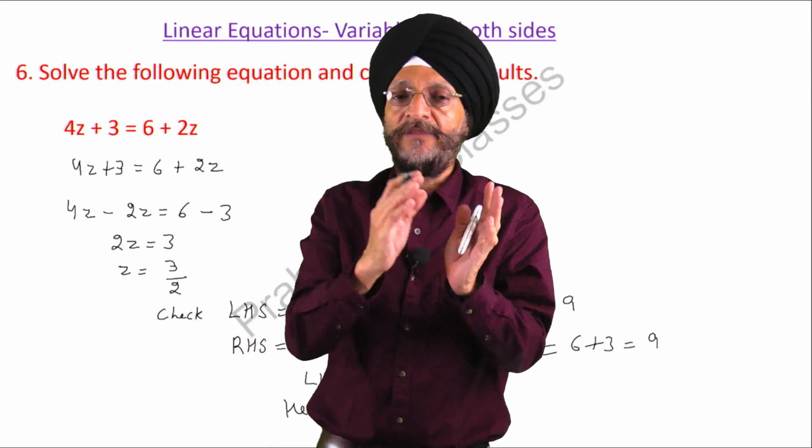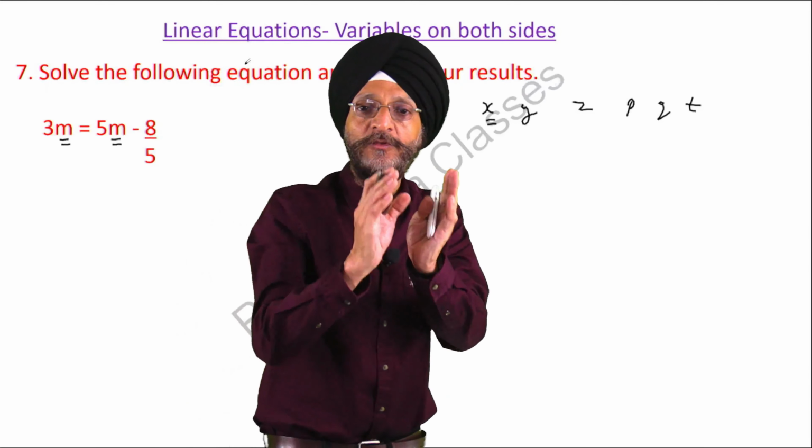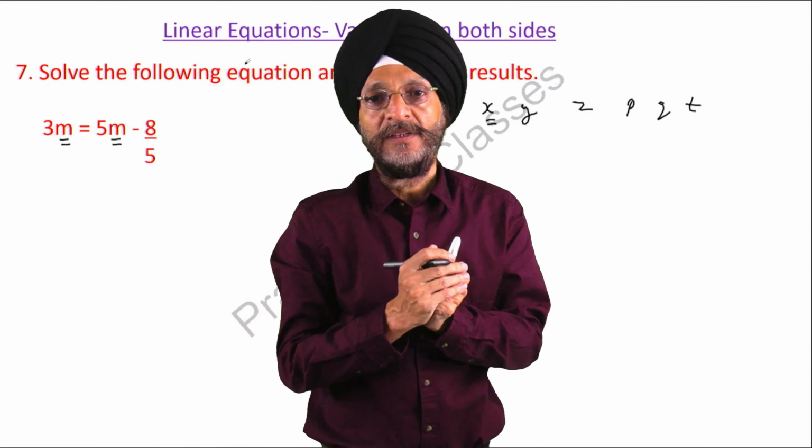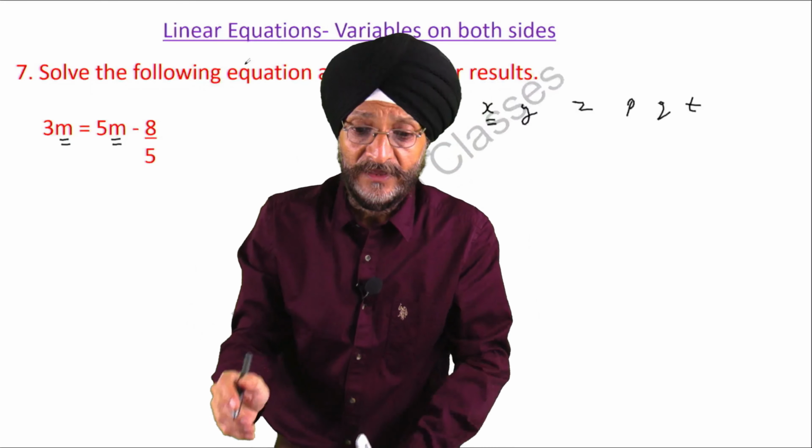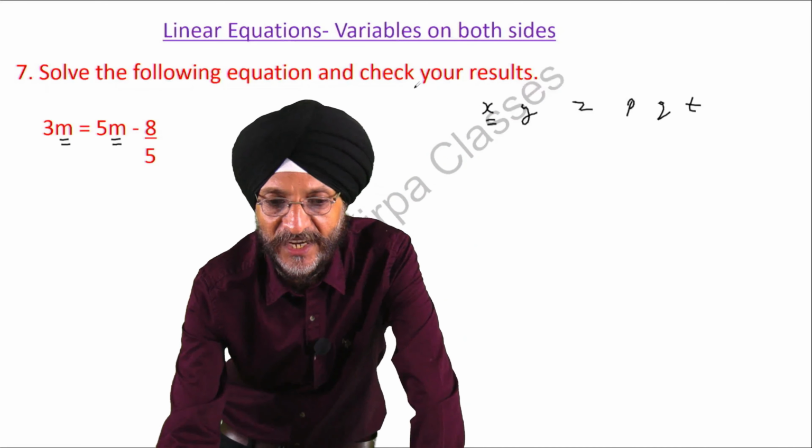Now this question has two parts. First of all, we have to solve the equation, that is we will have to find the value of the variable, in this case the value of m. Then the next part is check your results, that is we will fill the value of m in the equation and find whether the left hand side is equal to the right hand side. Let us see.